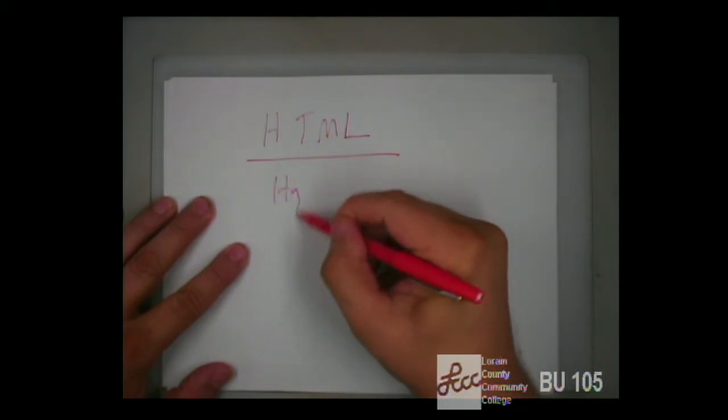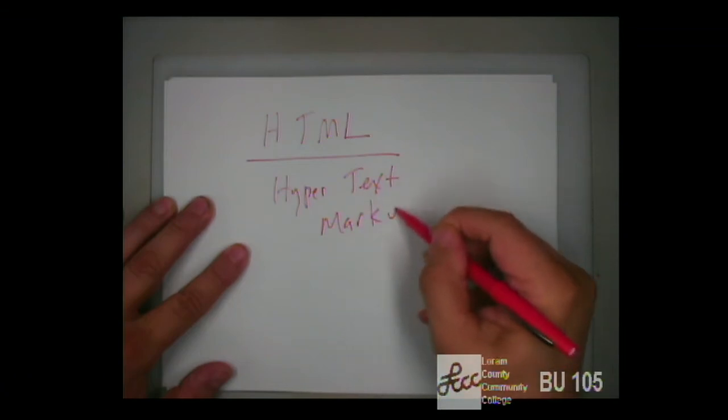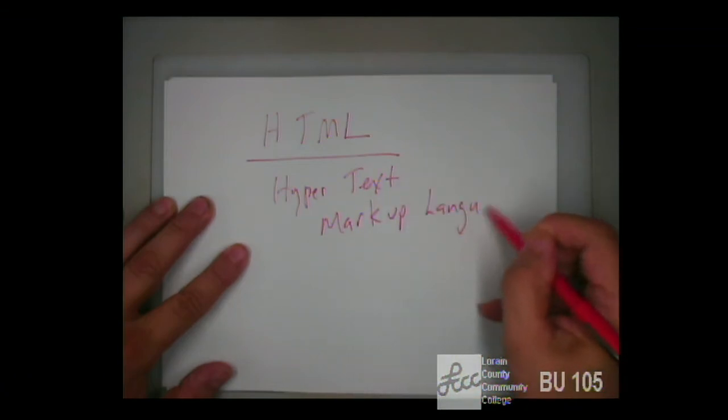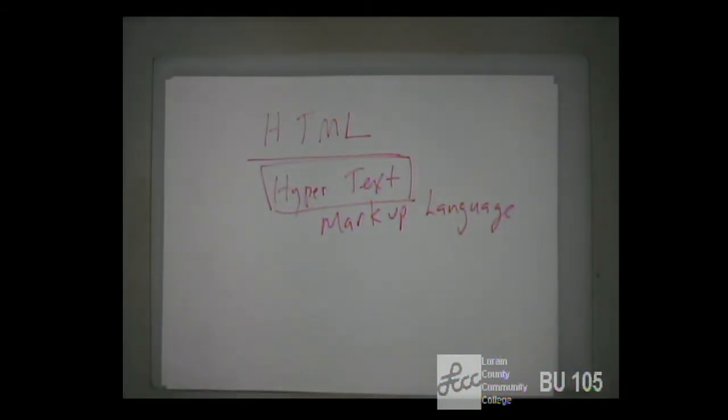HTML stands for Hypertext Markup Language. Hypertext means it's more than regular text. All right, what's regular text? It's words, right? I mean, just plain words. Well, clearly we have more than words on web pages. We have images, we have links, we have all those great things. So we got more than that. So it's not text, it's hypertext. It's new and improved text, all right? It's better than regular text. It's more than regular text.